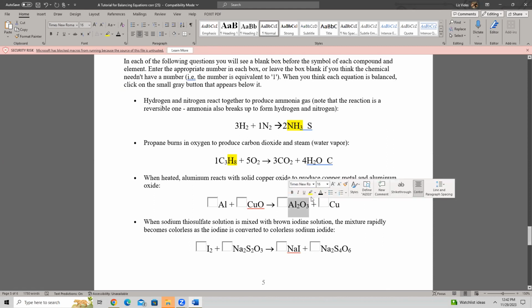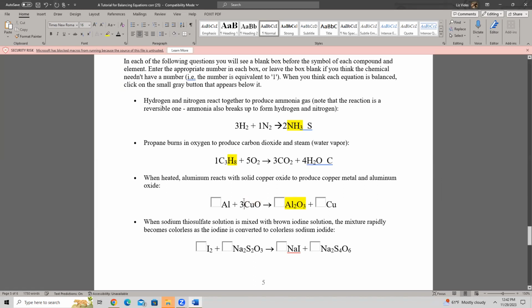So, as always, we look at the most complicated one first and compare against the others. If we compare against all the others, we can see that copper 2 oxide over here only has 1 oxygen. So we need a 3 right there. Remember, we always leave the elements that are alone or uncombined for last. Now we have 3 oxygens. Now we have 3 coppers, so we need a 3 here, right? And aluminum is telling us there's 2, so we need a 2 there. And there it is, it's balanced.